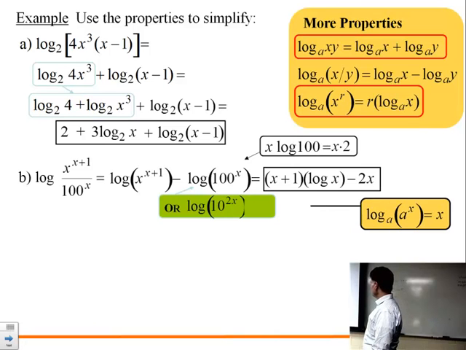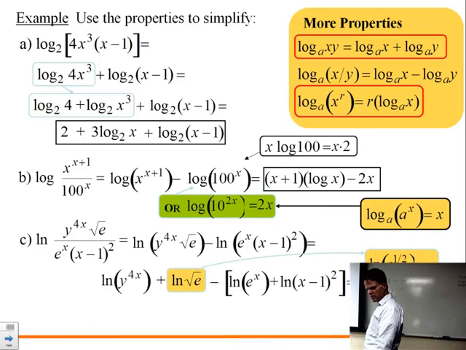I gotta skip over this. More of the same. This is not as important as what's coming up.